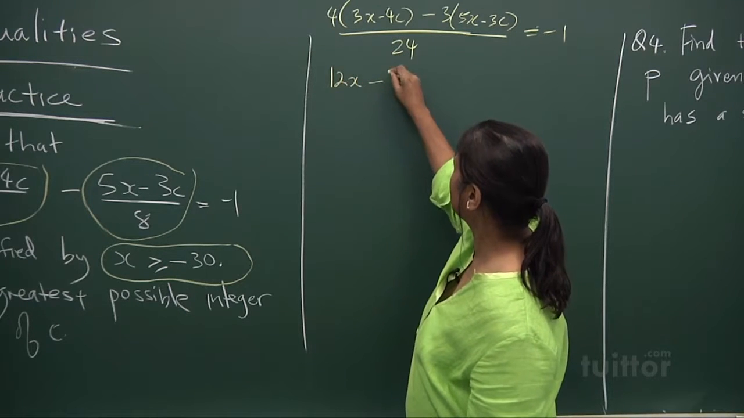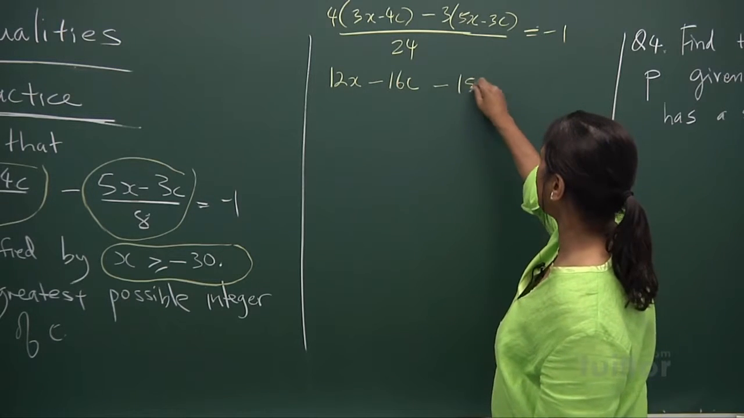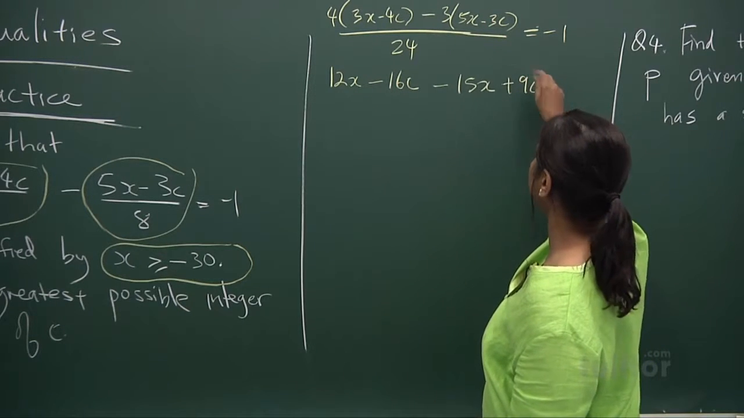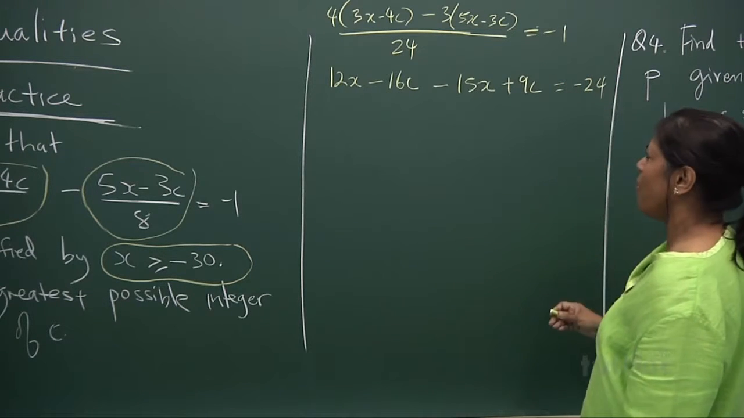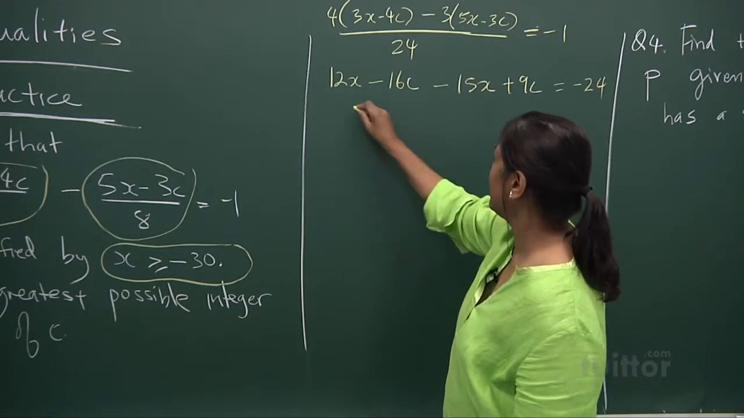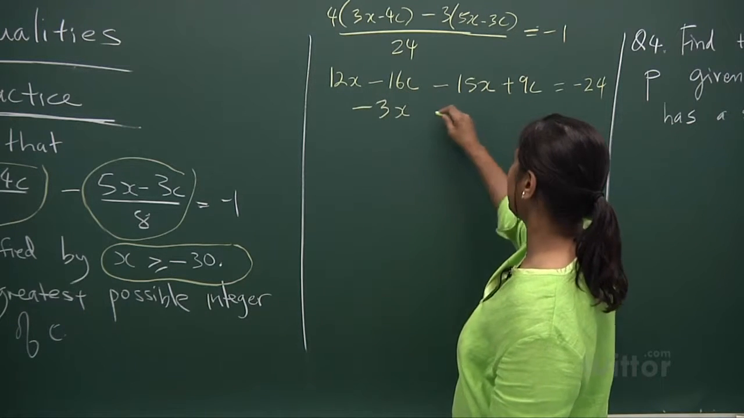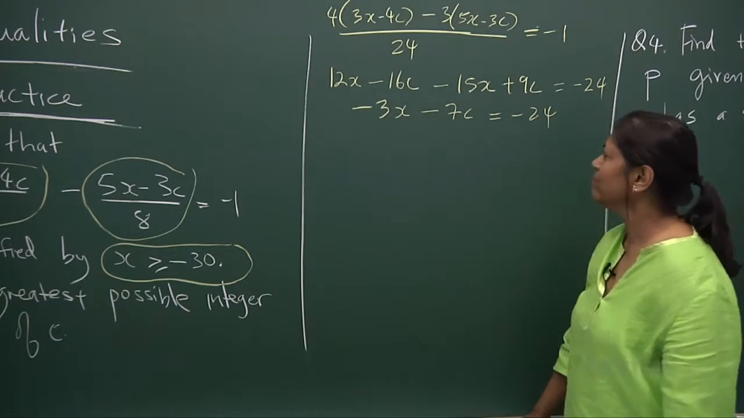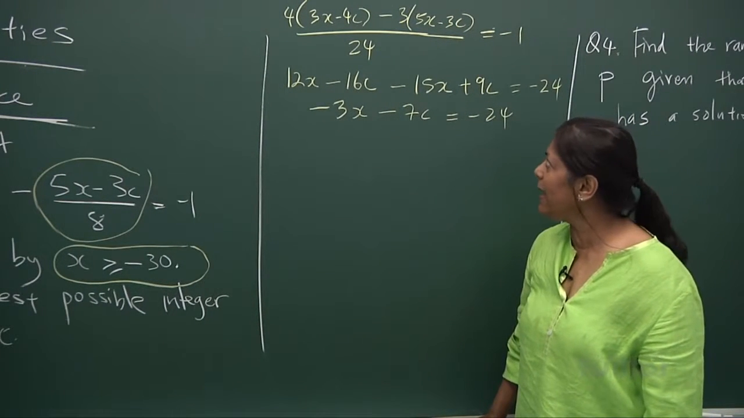You get 12x minus 16c minus 15x plus 9c, and bring the 24 over, it's a minus 24. Now look at that again. 12x minus 15x is minus 3x, and minus 16c plus 9c is minus 7c. That's what you get. Correct? Am I careless? Have I made any human error?